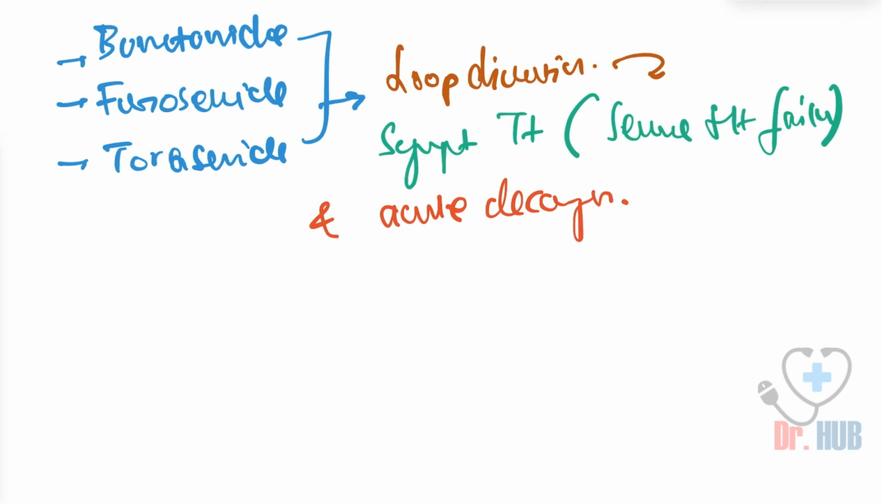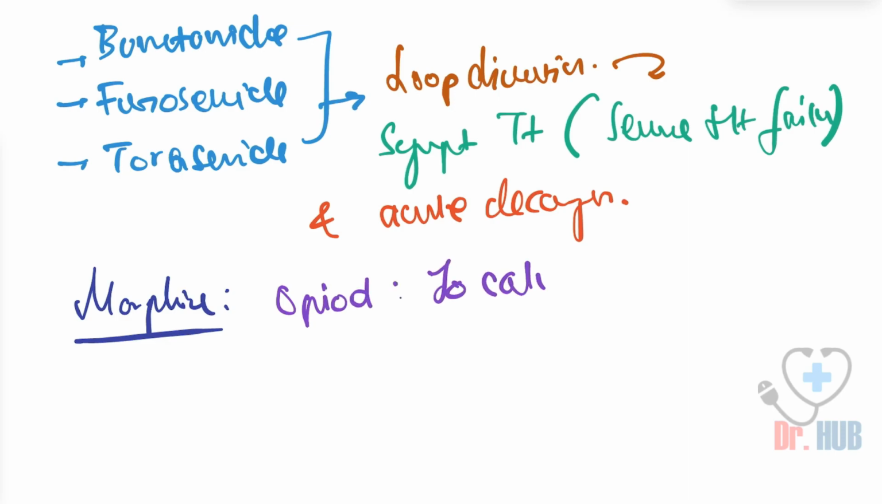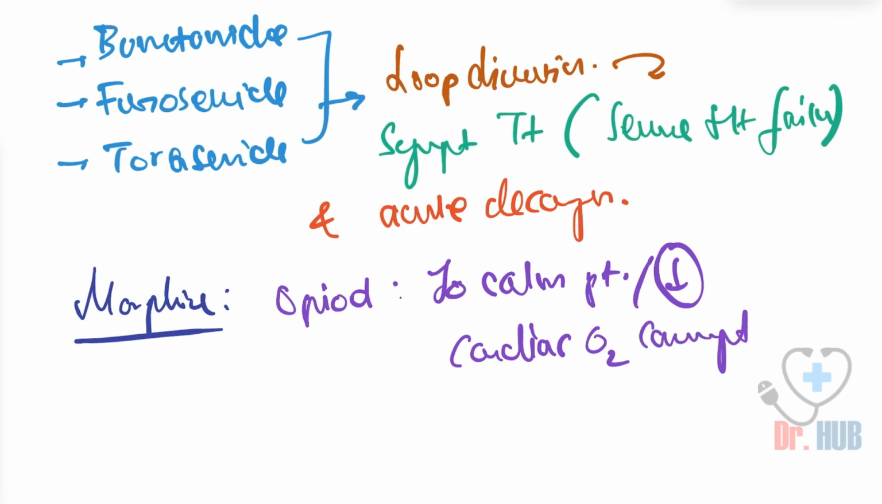Then we also have morphine. What is the role of morphine in rapid relief? It is an opioid, as we know, and it is used to calm the patient, and it decreases the cardiac oxygen consumption.